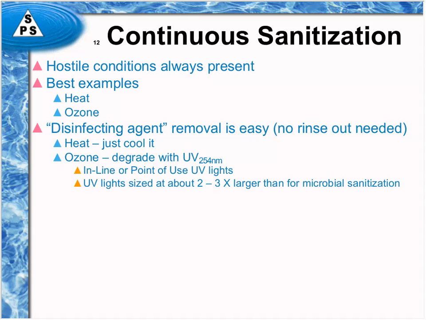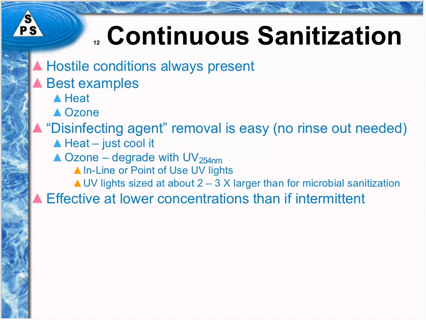Anyway, the UV lights, even though you probably recognize that 254 nanometer wavelength as the bacteriological microbiocidal wavelength, it also happens to be the same wavelength that ozone absorbs. And when ozone absorbs that energy, it activates it and causes it to degrade down to oxygen again, because ozone is O3 and oxygen's O2. Anyway, the UV lights wind up being sized about 2 to 3 times larger than they would be sized for the same flow rate if you were just trying to achieve microbial sanitization.